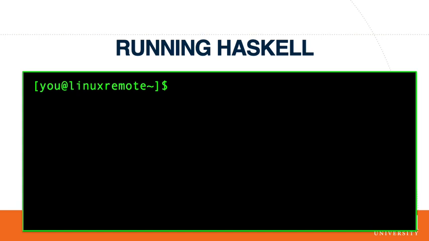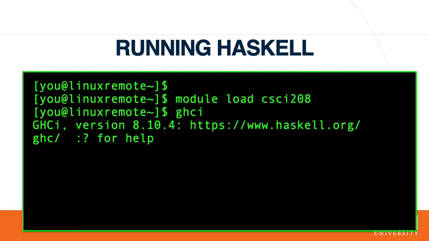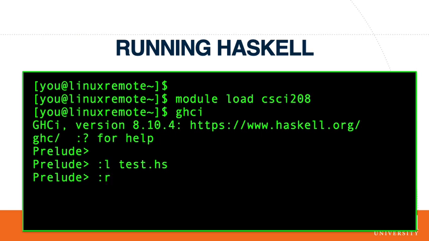To run Haskell, you have a few options. You could use an online site, or you can install it on your own computer, or you can log into the Linux server. If you're logging into the Linux server, you may have to type module load 208, and then GHCI to launch the Haskell interpreter. Inside the Haskell interpreter, you can use :L to load a file, :R to reload a file if you've made mistakes and wanted to change the file and want to reload the same file after, and :Q to quit.